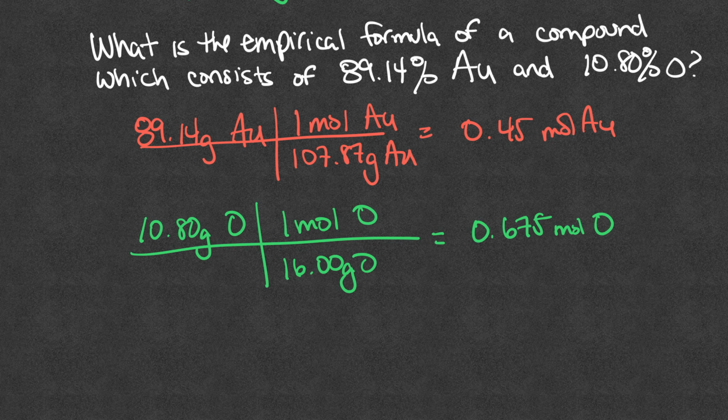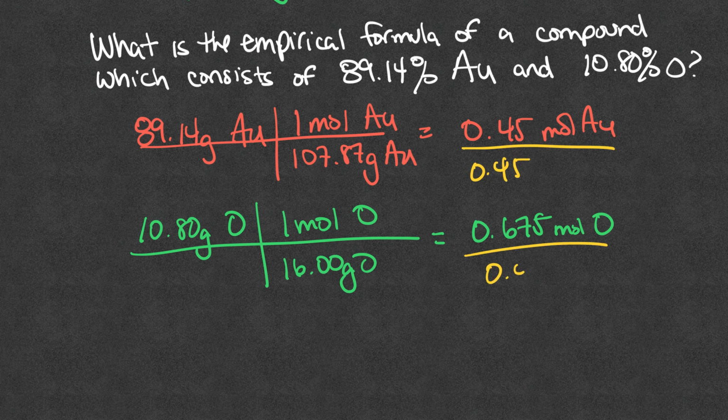So just like the last problem, you want to divide by the smallest number, because you want to know the ratio of every other element compared to the smallest mole number, okay? In this case, our smallest number is 0.45. So we're going to divide this by 0.45, and we'll divide this by 0.45 as well.